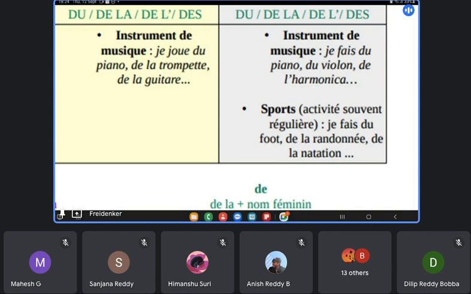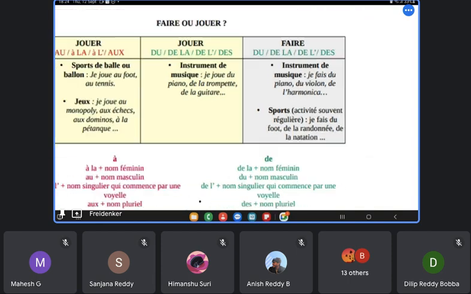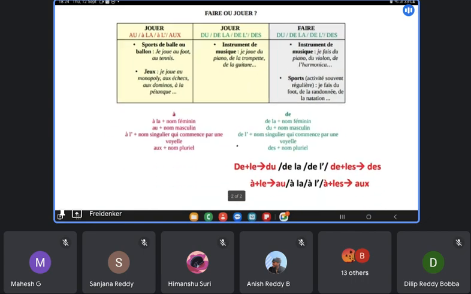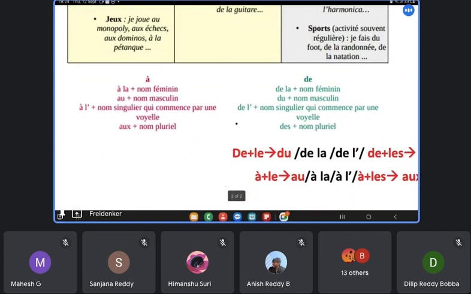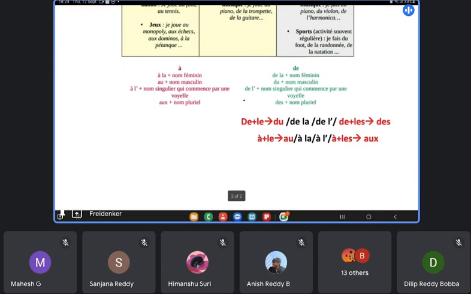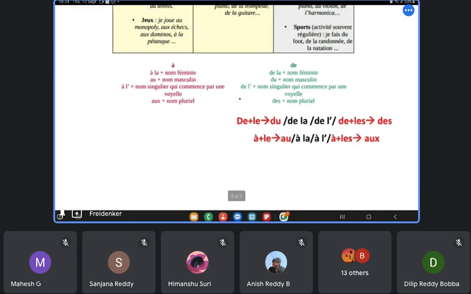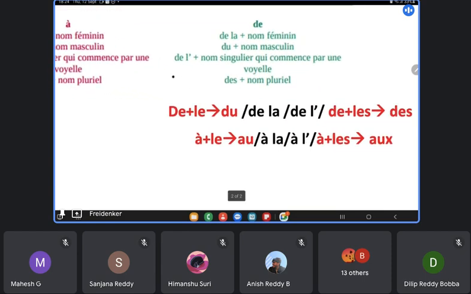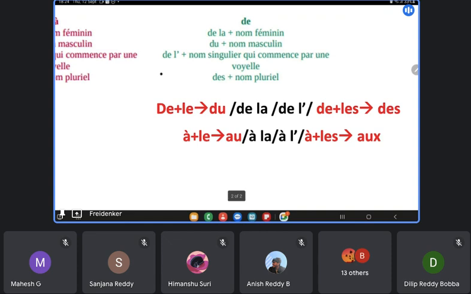It is la, so there is no fusion there. So all the rules are okay. See, this is the table I'm talking about. I just wrote it there. The conversions are here. De and le become du. De la remains as it is. De l'apostrophe will also remain as it is.